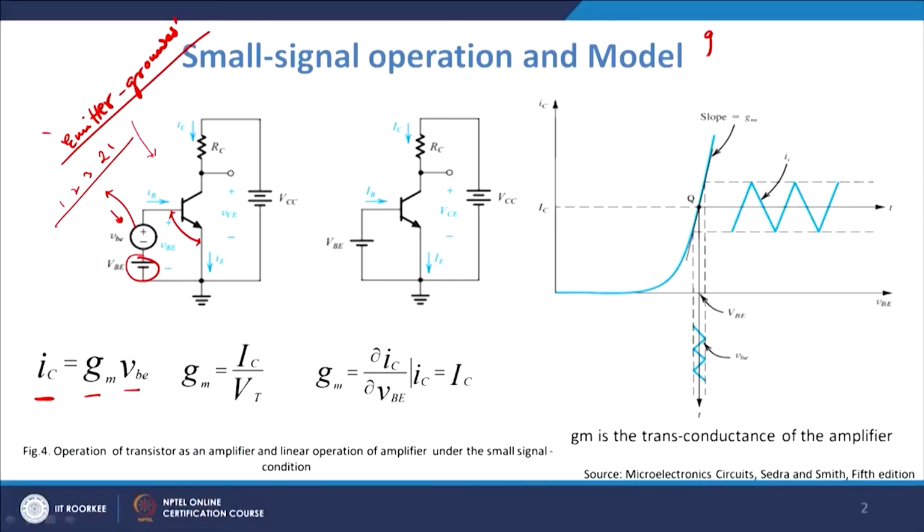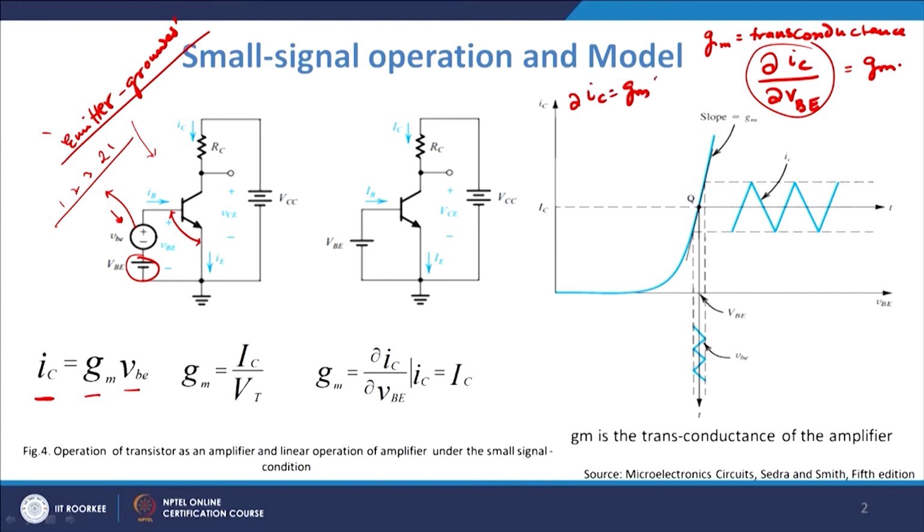gm is referred to as transconductance, and it is defined as del IC over del VBE. So, it is defined as the rate of change of collector current with respect to base-emitter voltage. Once you get this to be gm, I simply get del IC equal to gm times del VBE.